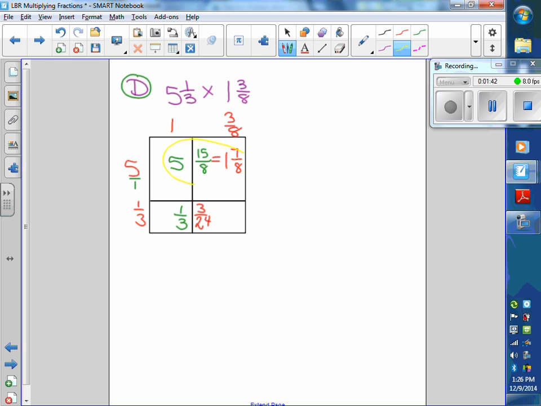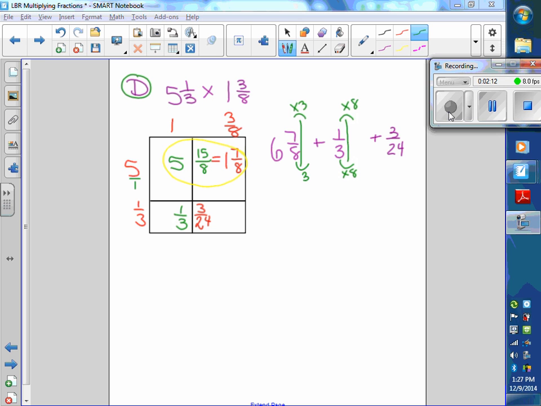Before I do that, I'm going to rewrite some of this. I'm going to make this 6 and 7/8, because it's less. So I can say 6 and 7/8 plus 1/3, which I have to make into 24ths, plus 3 24ths. So I'm going to change thirds to 24ths, and I'm going to change my 7/8 to 24ths. Okay, so 6 and 21 24ths.